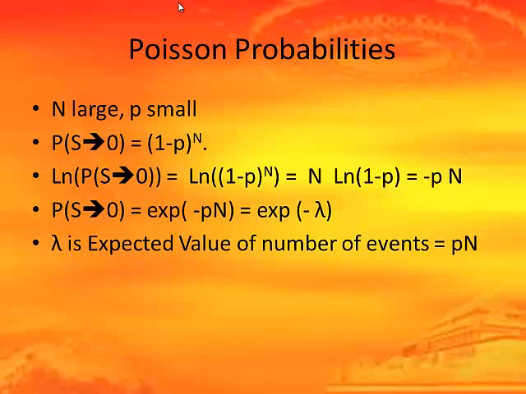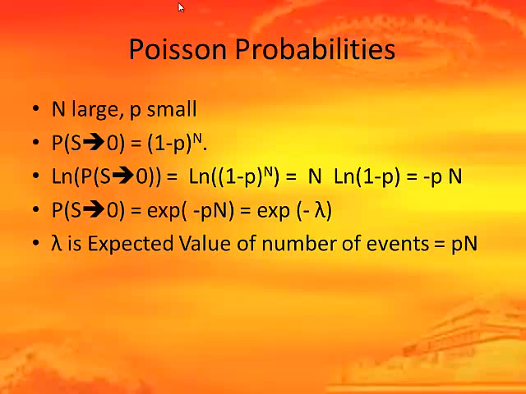Now I'm going to make an approximation to this. So first we will take the logs. So we have log of probability S0, that's log of (1 minus p) to the n, and that's equal to n times log of 1 minus p. This follows from the product rule.